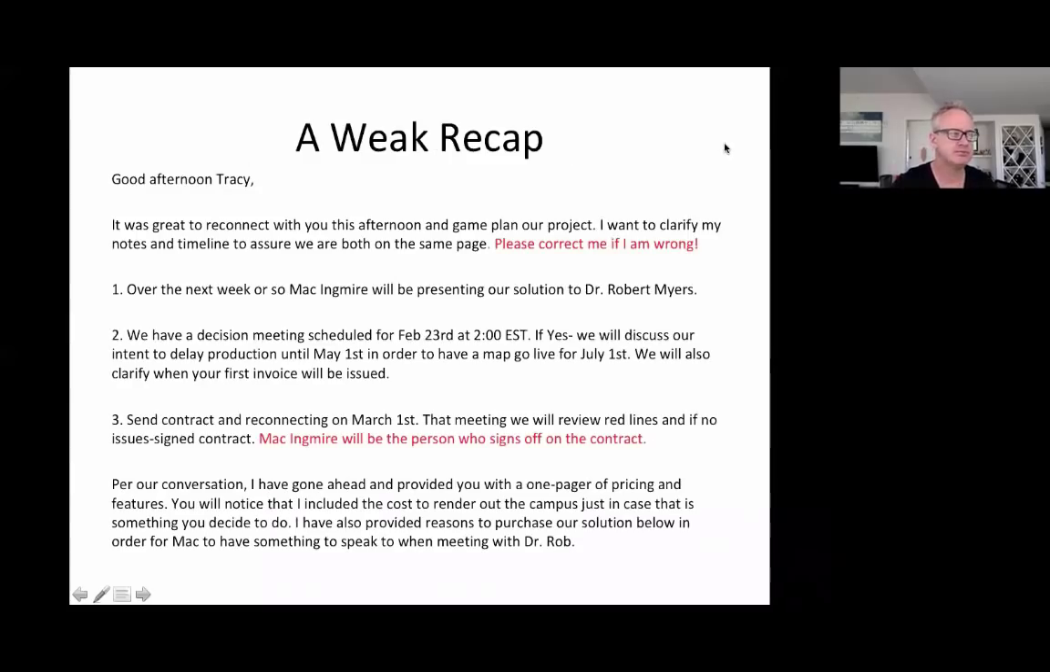Here's an example of a weak recap. This is a recap that's not really going to get you anywhere. Now, I highlighted in red, but in reality, those things would be buried and unintelligible. "Will be the person who signs off on the contract." So that's weak language. That's not having authority. And it's sort of buried in here on the third line. People don't read this email for clarity. At the same time, there is no explicit request for response, like "Please correct me if I'm wrong." This is an actual recap that somebody wrote.